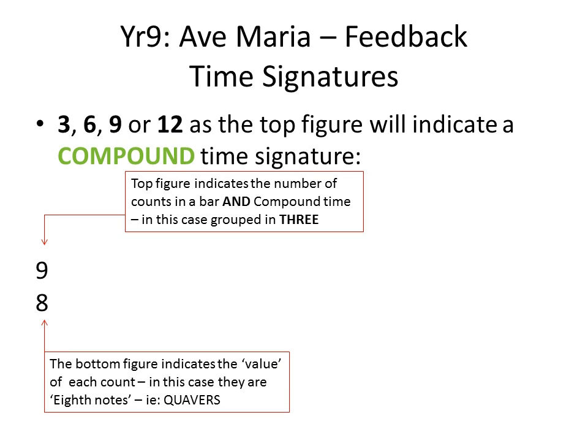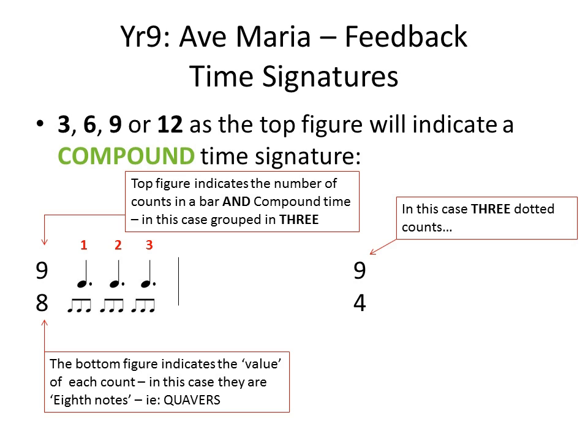In this case, 9/8, well, the top figure indicates the number of counts in a bar and the fact that it's compound time, so 9 counts, but in this case they're grouped in 3. The bottom figure indicates the value of each count. In this case they are 8th notes, quavers, so 3 main counts in the bar, and the quavers are grouped in 3s.